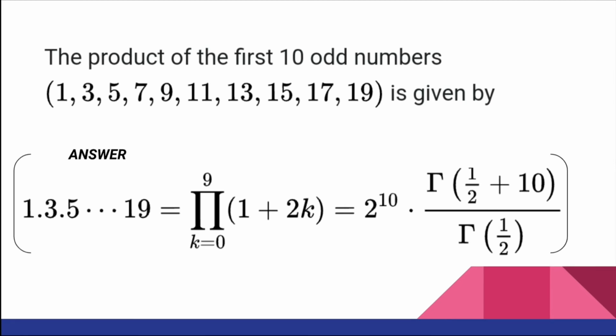Suppose we have 10 odd numbers and we want to know their product: 1, 3, 5, 7, 9, 11, 13, 15, 17, 19. There are so many terms. How would you multiply it? It will become a very large number. So better just put in the values.